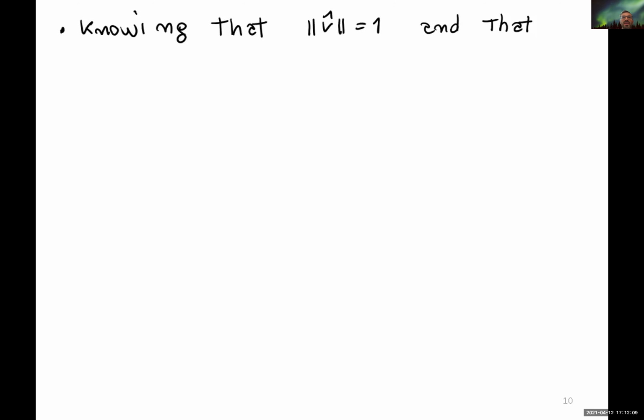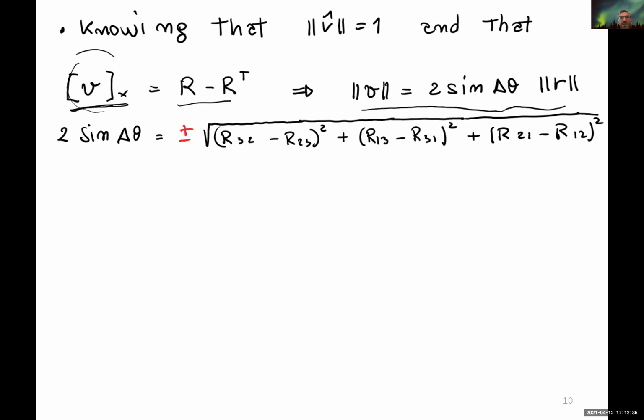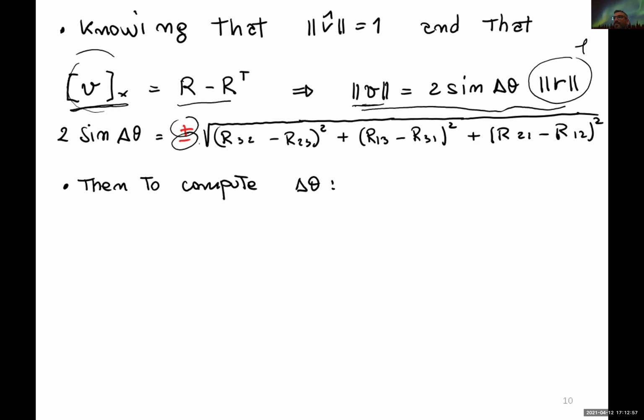So using this and knowing that the norm of the axis is 1, again doing this subtraction and knowing that the norm of R is 1, we know the skew symmetric matrix associated to the cross product with this vector V will, if we compute the norm of V, have something like this. Knowing that the norm of the axis is 1, we can compute simply the norm of this vector V and divide by 2 to compute the sine of delta theta. Since we do the square root, we have 2 solutions. And then to compute delta theta, instead of using the arc-cosine, this time we can use the A2.